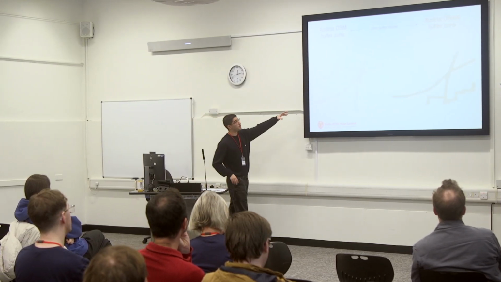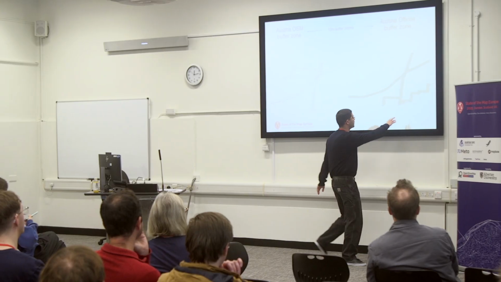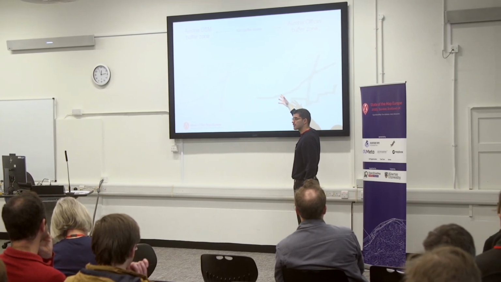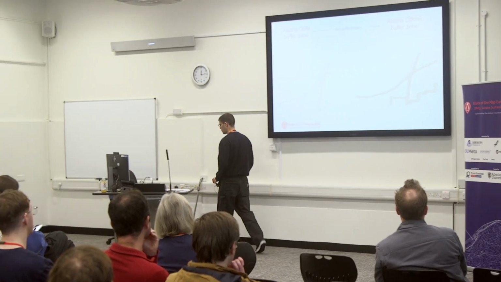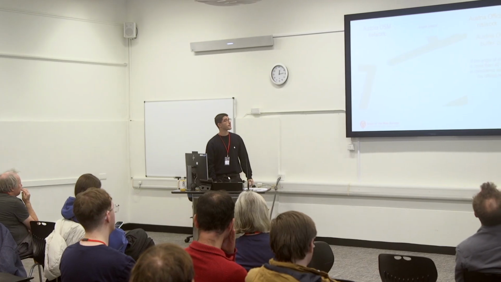Here are the 10-meter buffer zones that I described before. This one is for the OSM network, and this one is for the official network. So you can see here in the official network the parts that are in OSM but not in the official network. And the same from the other side for the official network from the OSM buffer zone.